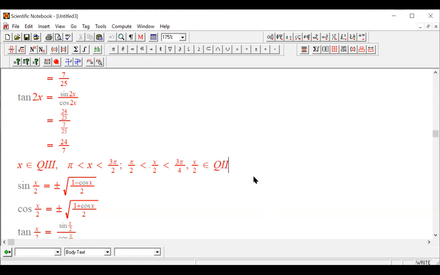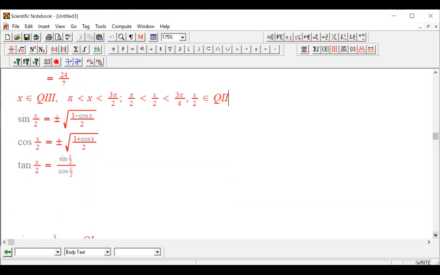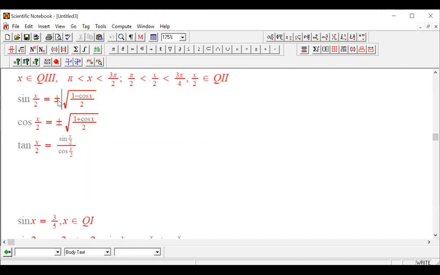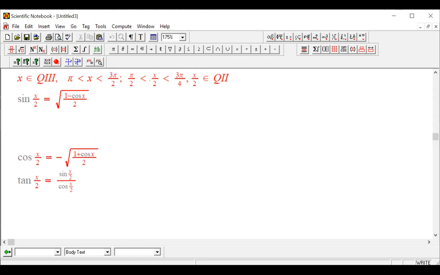This is quadrant 2. If half x is in the second quadrant, sine is positive, but cosine is negative, right? So that's how we choose the sign accordingly. This is why it's important to know which quadrant the terminal is in. So here we provide you with a method to determine the quadrant of half angle, and so we can determine the sign for the half angles. And now we can just plug in.